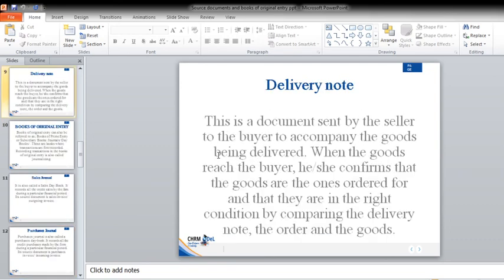We also have another document called the delivery note. A delivery note is a document that is normally issued by the seller to the buyer, and it normally accompanies the goods so that whenever the buyer receives those goods, he can counter-check the details in the delivery note versus the goods delivered, so that the business can confirm whether the goods have been delivered the way they were sent by the seller.